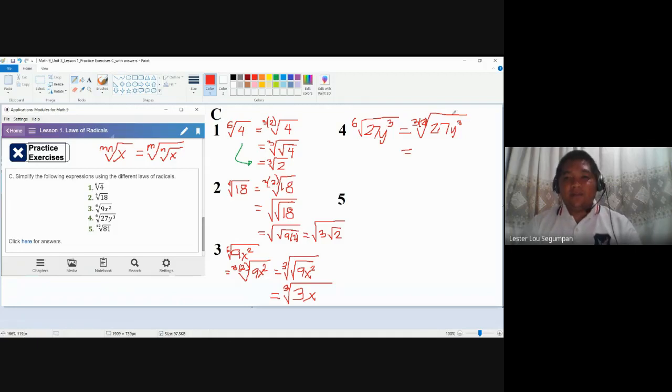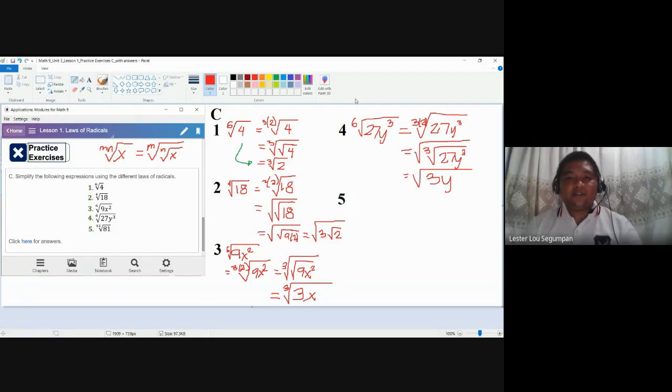Y cubed is a perfect cube. So instead of placing the cube root outside, we will commute it and use the square root outside and the cube root inside for 27y cubed. So our answer here would be the square root of, the cube root of 27 is 3, times 3 times 3, that's 3. And y for y cubed. Because 27 is a perfect cube of 3 and y cubed is a perfect cube of y. In short, the answer is now the square root of 3y.